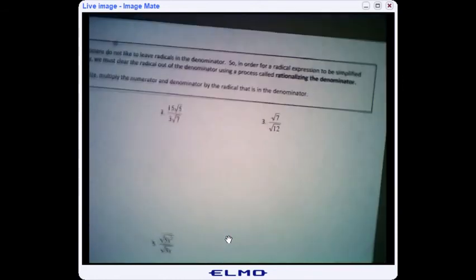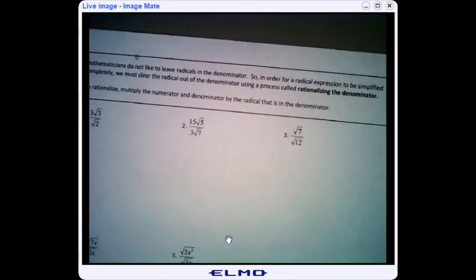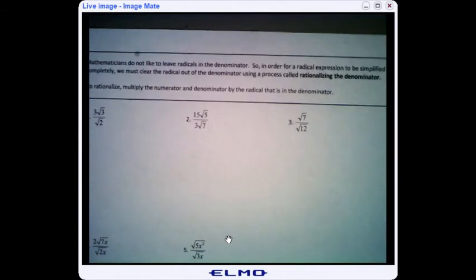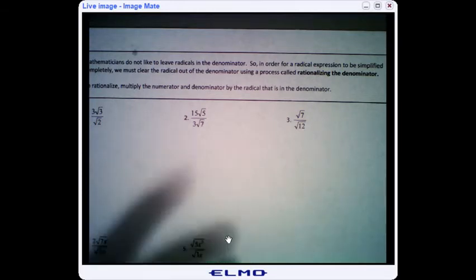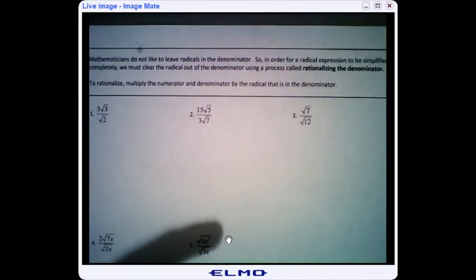So mathematicians do not like to leave radicals in the denominator. We talked about that some before. So in order for a radical expression to be simplified completely, we must clear the radical out of the denominator using a process called rationalizing the denominator. To rationalize, multiply the numerator and denominator by the radical that is in the denominator.